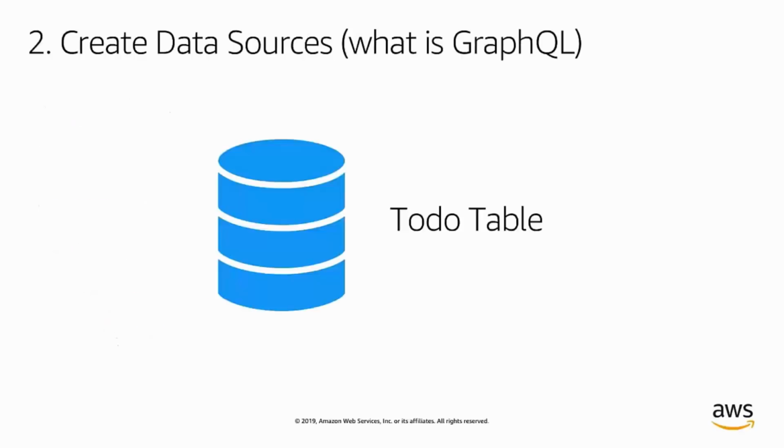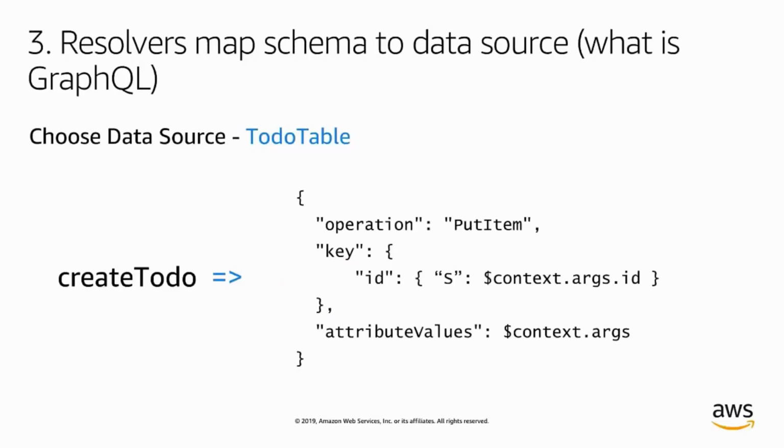Once you define your schema, you then create the data sources that are going to be associated with the type. For this to-do type, we might have just a basic to-do table. And then finally, we would have our resolvers. Again, the resolver is the glue between the schema and the data source. In the resolver, we'll first choose the data source that we'd like to work with. In this application, we'll be working with the to-do table we mentioned in the last slide.